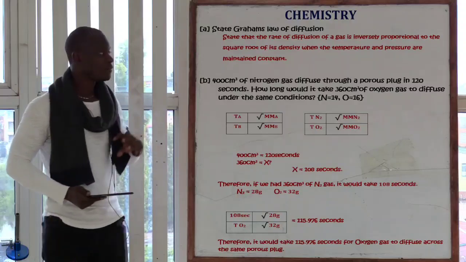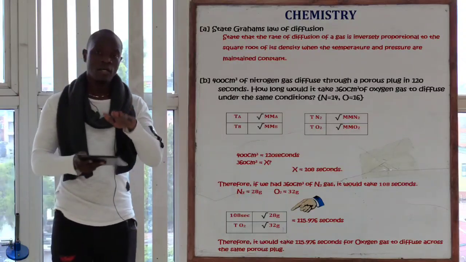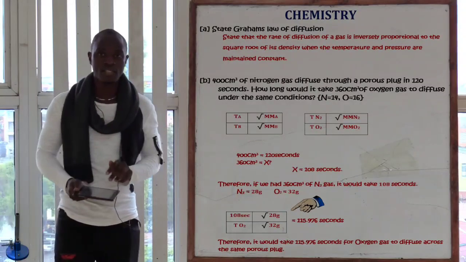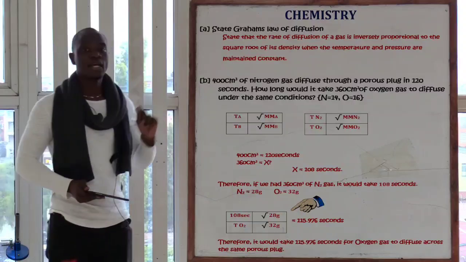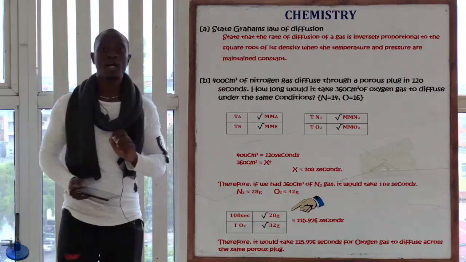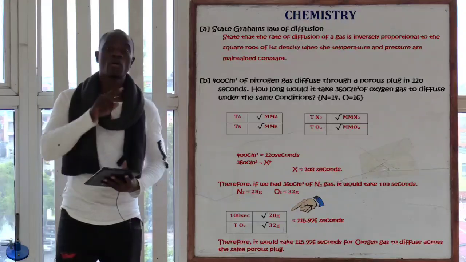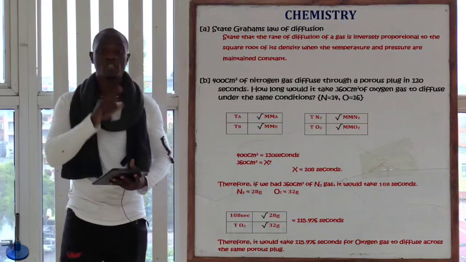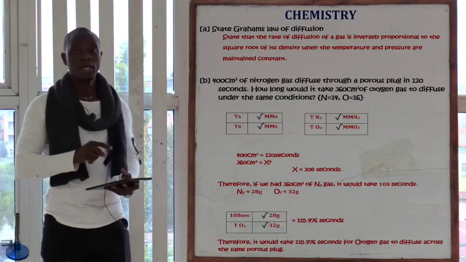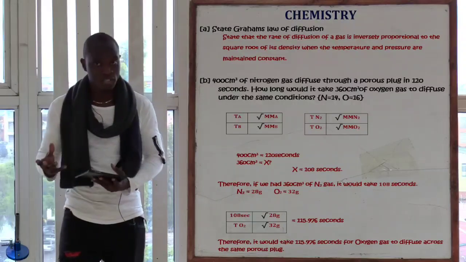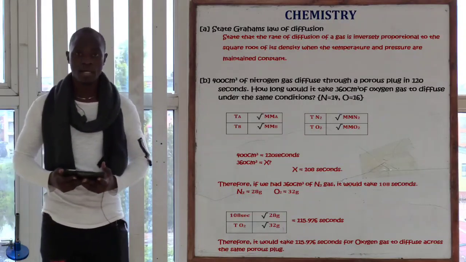The time here for nitrogen at the same volume as oxygen, 360, is 108 seconds, divided by the time taken for oxygen. It is equal to the square root of the molecular mass of nitrogen, which is 28, divided by the square root of the molecular mass of oxygen, which is 32 grams.